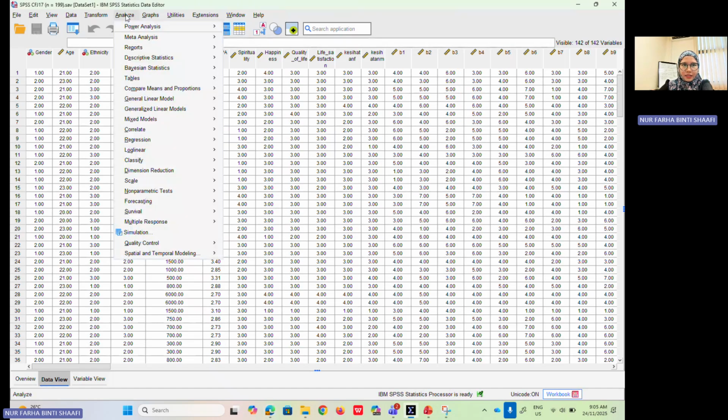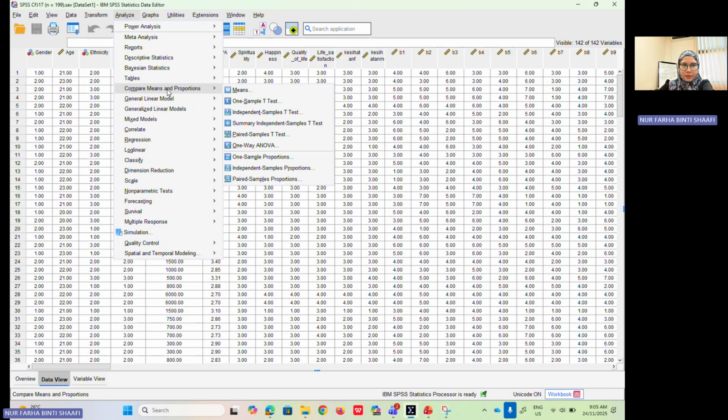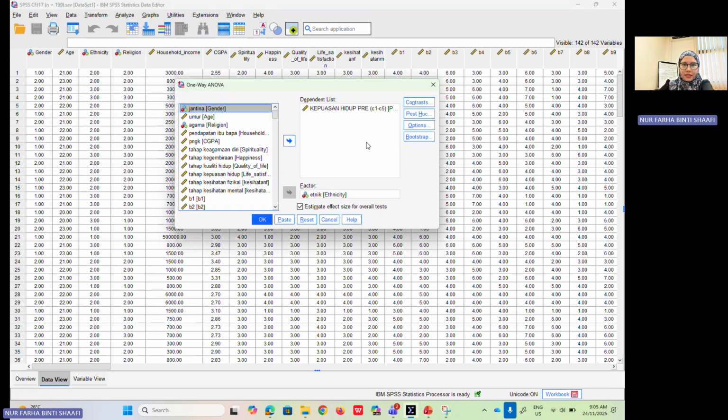Again, I click on Analyze, go to the same thing, Compare Means and Proportions, and One-Way ANOVA. This is the one where you have put all the data just now about the life satisfaction and the ethnicities. Once you have decided that your null hypothesis is rejected, this is the further analysis: you need to click on the post hoc. On the right-hand side, you have several options, isn't it? So you click on the post hoc.